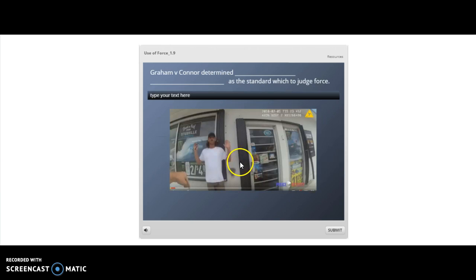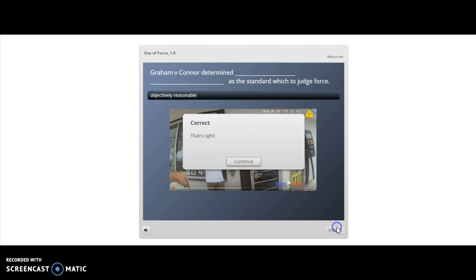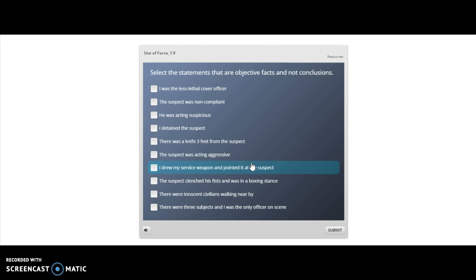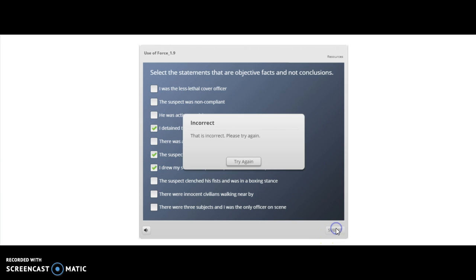Complete the sentence. Here, same thing. In this, I put in objective reasonableness or objectively reasonable. Either one is considered correct. Select the statements that are objective facts and not conclusions. And like I said, on these, I get 2 choices on each quiz.